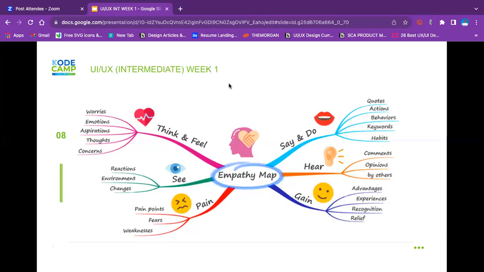For Crazy 8, we have 8 minutes as a team, as UI UX intermediates, to come up with ideas or a solution. We decide to say, okay, we are coming up with ideas in 8 minutes, and everybody just lists what you want.